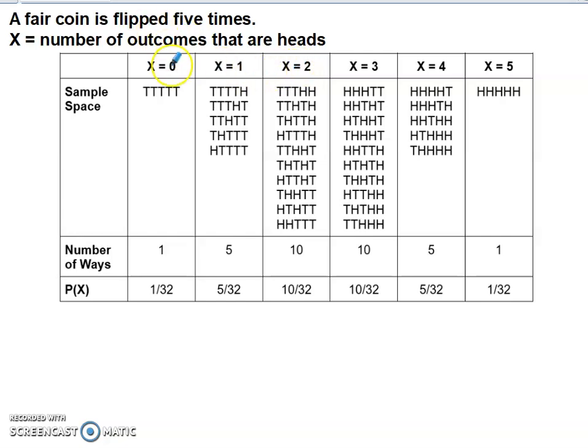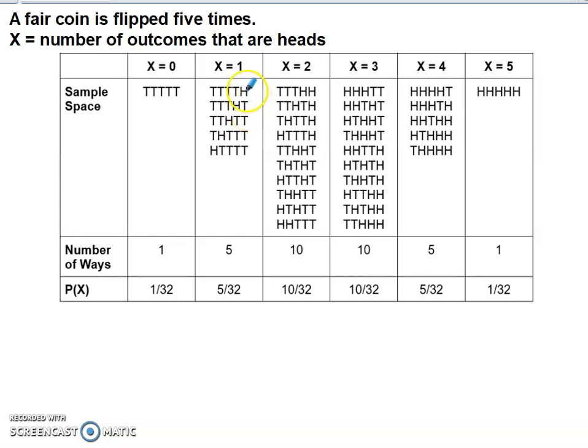I can get none of the tosses ending up heads, 1 of them, 2 of them, 3, 4, or 5 of them to end up as heads after they're tossed. In this next row, I listed the sample space that represents that number of heads. So 0 heads would mean every flip is tails. So tails, tails, tails, tails, tails would be the only way I could have 0 of the outcomes being heads.